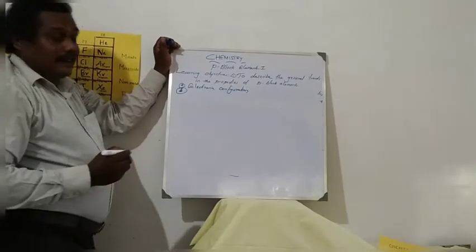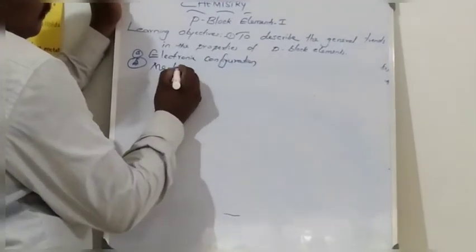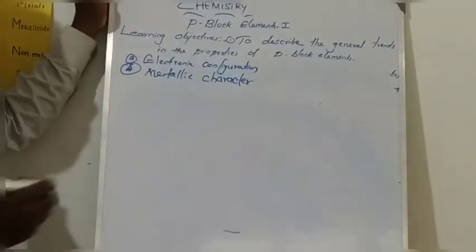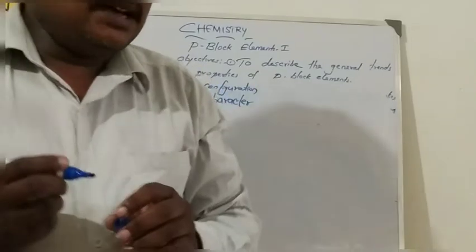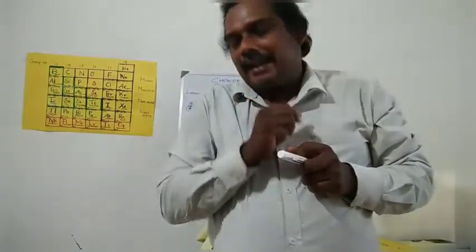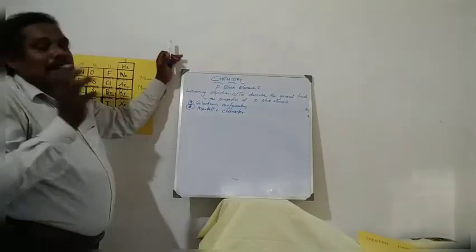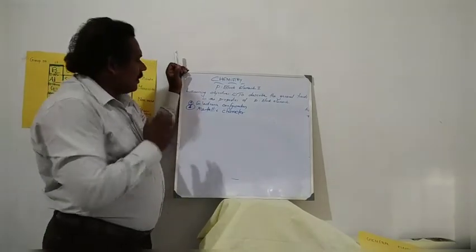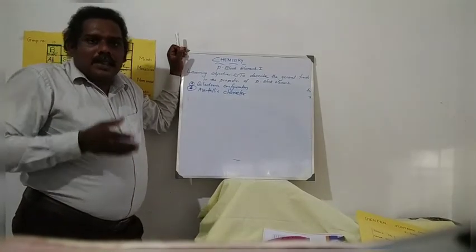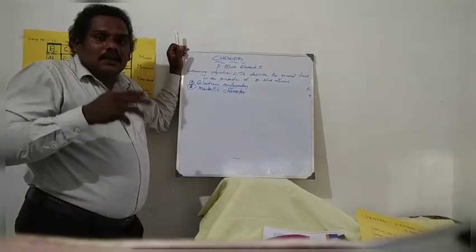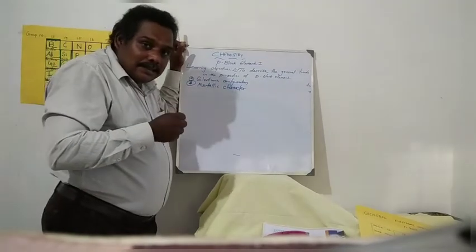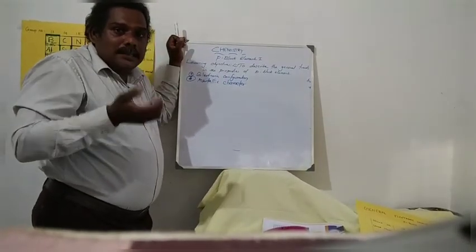Second one is metallic character. What is metallic character? The tendency of an element to lose an electron to form a cation is called metallic character. This is based only on ionization energy. If ionization energy increases, what will happen? The metallic character decreases. That's the concept: ionization energy increases, metallic character decreases.